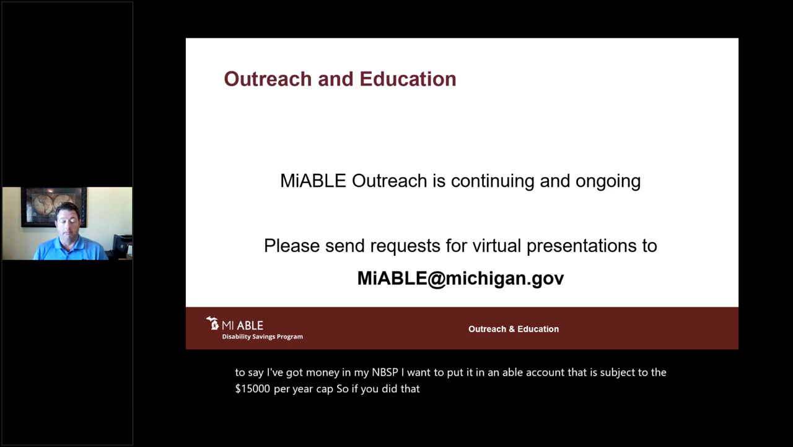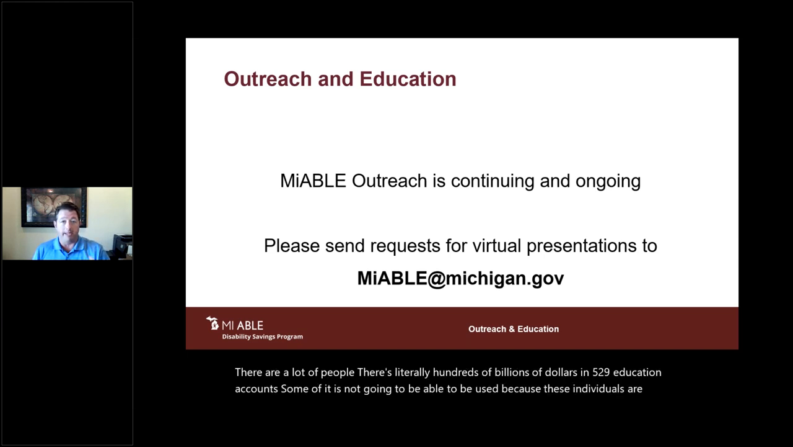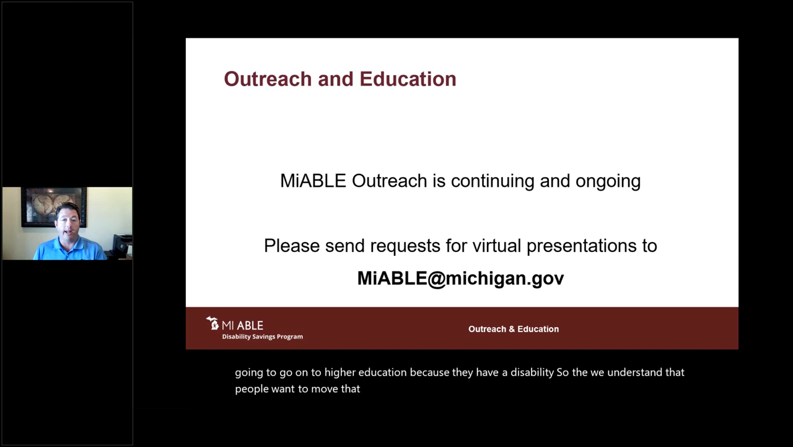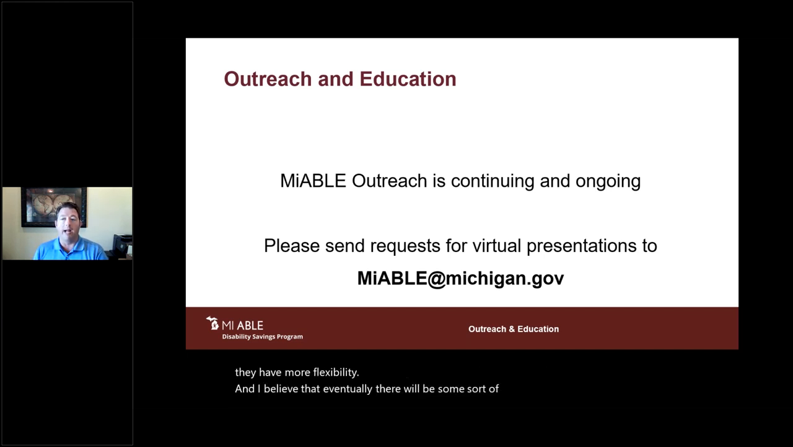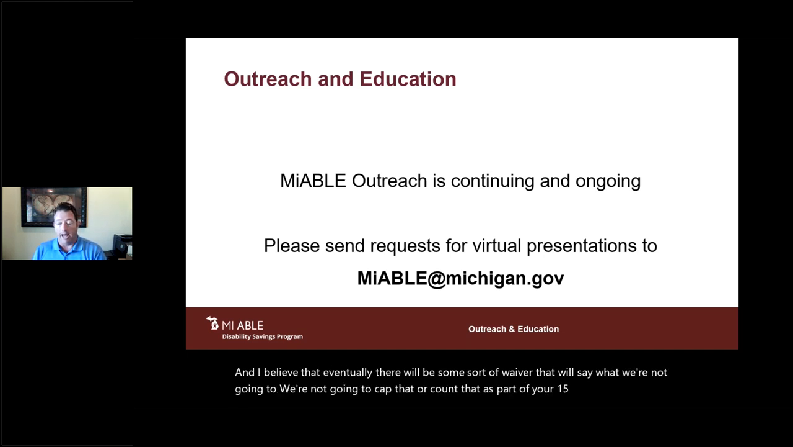Because there are a lot of people, there's literally hundreds of billions of dollars in 529 education accounts. Some of it is not going to be able to be used because these individuals are not going to go on to higher education because they have a disability. So we understand that people want to move that money from 529 education accounts into 529 ABLE accounts where they have more flexibility. And I believe that eventually there will be some sort of waiver that will say, you know what, we're not going to cap that or count that as part of your $15,000 annual cap. I believe that's where it will end up. It's just not there yet.